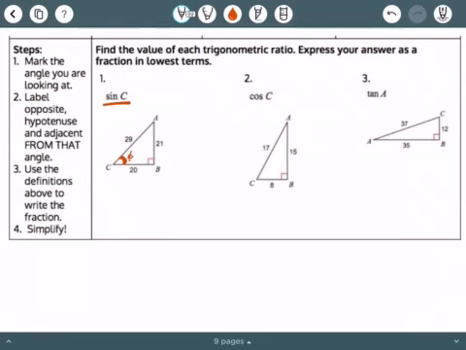Then it says label opposite, hypotenuse, and adjacent from that angle. It's super important that it's from there. So across here would be my opposite, the longest side would be my hypotenuse, and then the adjacent is left over. In this case, they want sine, which is SOHCAHTOA, so sine of theta equals the opposite, 21 over 29. Check to make sure that is simplified. There's nothing I can divide that by, so that would be my answer.